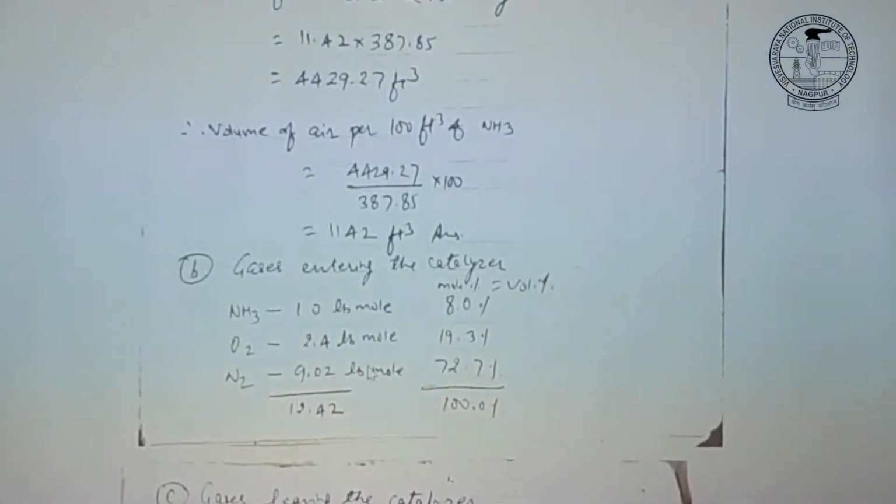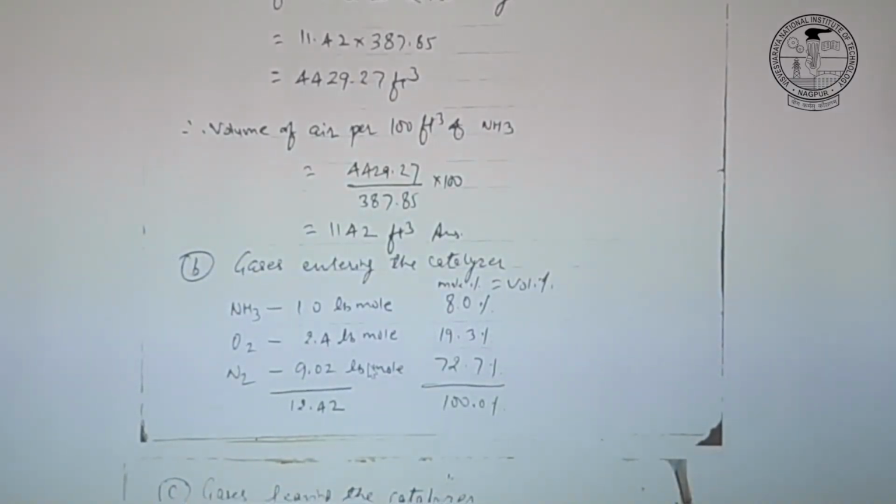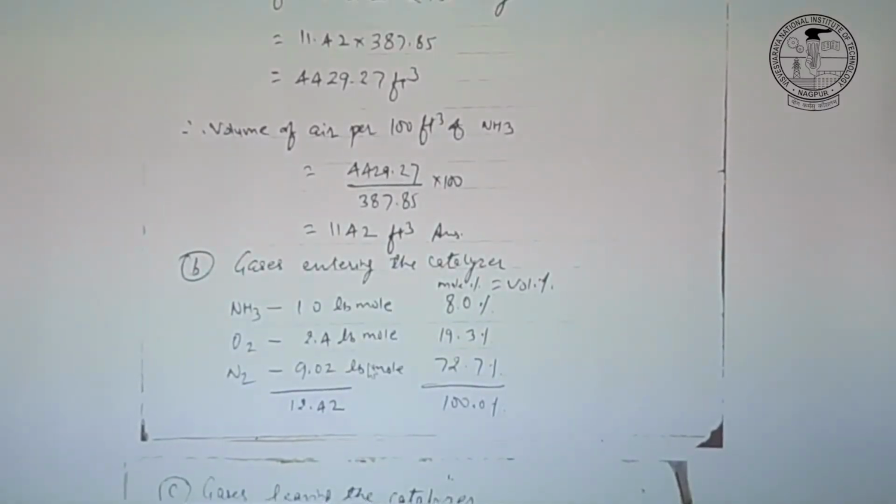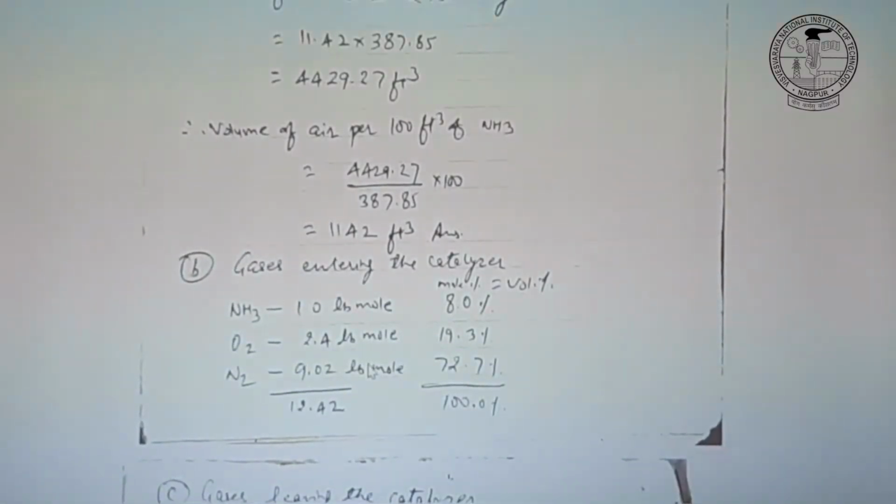Gases entering the catalyzer. So how much ammonia we fed, how much air we fed, we have to summarize that. Here we know ammonia we entered is 1 lb mole. Oxygen, how much? 2.4 lb moles.